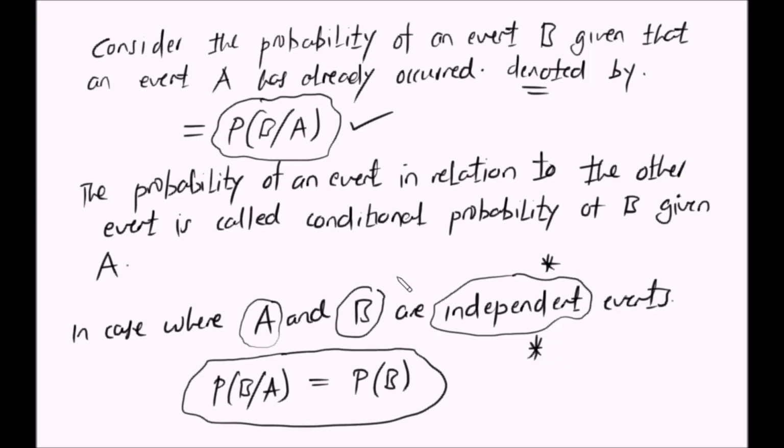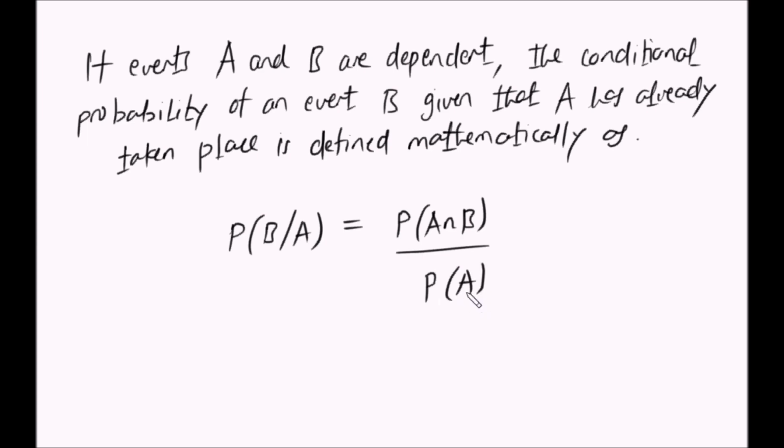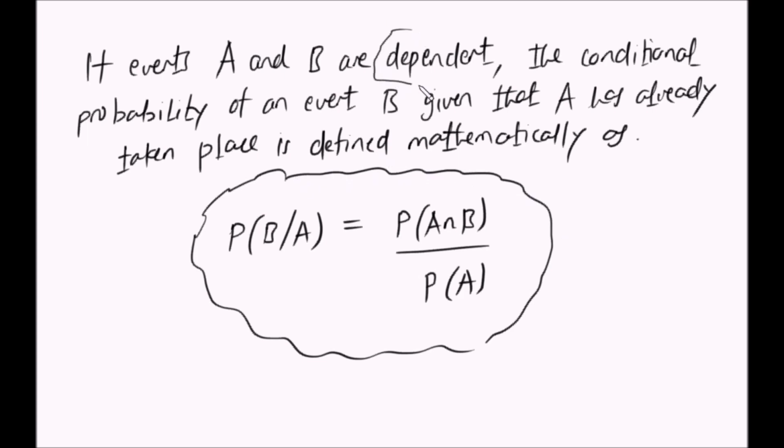Now, for dependent events? If A and B are dependent events, the conditional probability of B, given that A has occurred, is defined mathematically like this: the probability of A intersection B over the probability of A. So this is the formula for finding conditional probability, but it is for dependent events. For independent events we have already discussed. Remember, the probability of A should not be equal to 0, meaning A must have occurred. So this is a condition for this formula, the formula for conditional probability.